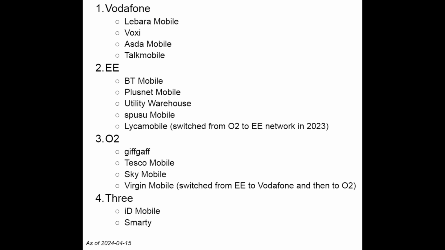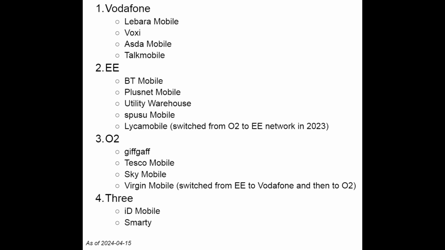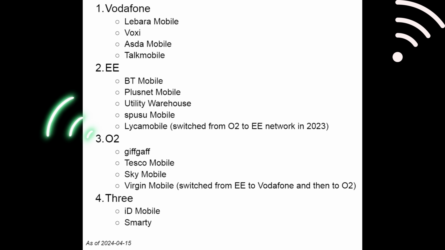So aside from going to the network operators directly themselves, another thing to keep in mind is that the network operators, sometimes even though they have a 5G network, they might not offer it on all their contracts. So for example, with O2, if you have a pay monthly contract, you will get 5G access.